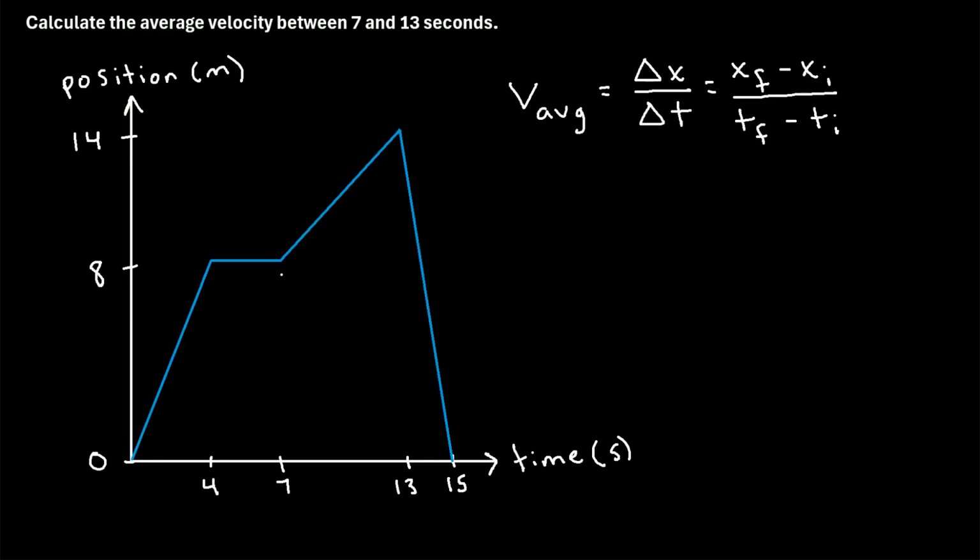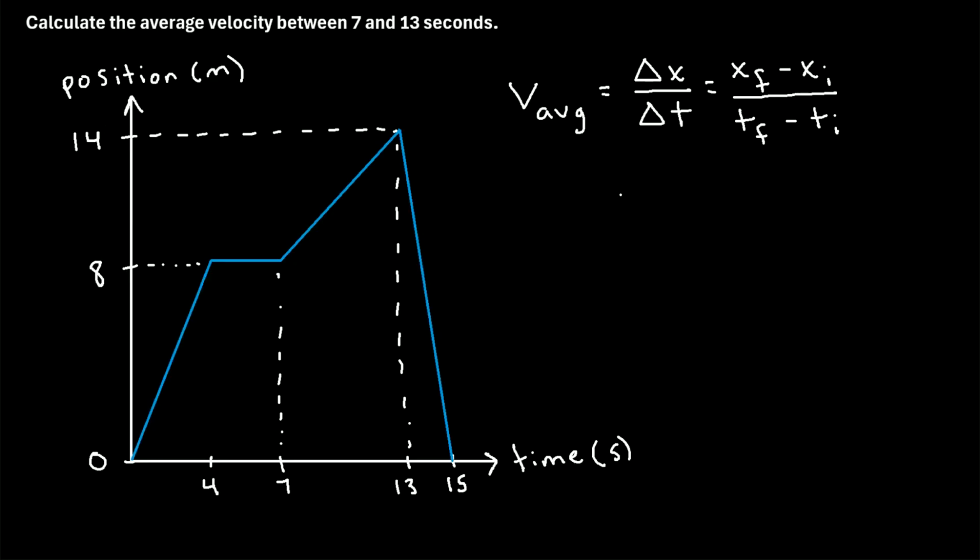So let's go ahead and take a look at our graph here. We want to calculate the average velocity between 7 and 13 seconds. So at 7 seconds, it looks like we're at a position of about 8 meters. So that's roughly where we're at on the y-axis. So our initial position is 8 meters. And over here at 13 seconds, it looks like we're at a position of about 14 meters. So our initial position is 8 meters, and our final position is 14 meters.